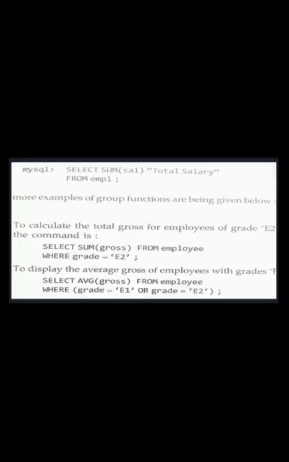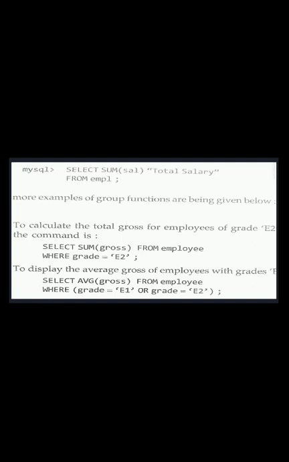Now the next one, SELECT SUM(sal). You want to add all the salaries together. So sum is the aggregate function here, sal is the field, and it should be displayed under total salary FROM employee, right? Now the next one, SELECT SUM(gross). Gross is the name of the field. So sum of gross FROM employee, where grade equals E2. So only E2 grades' gross are to be added up.